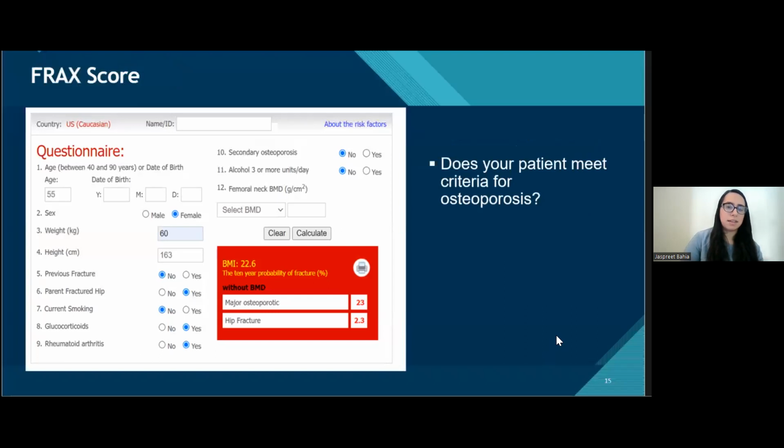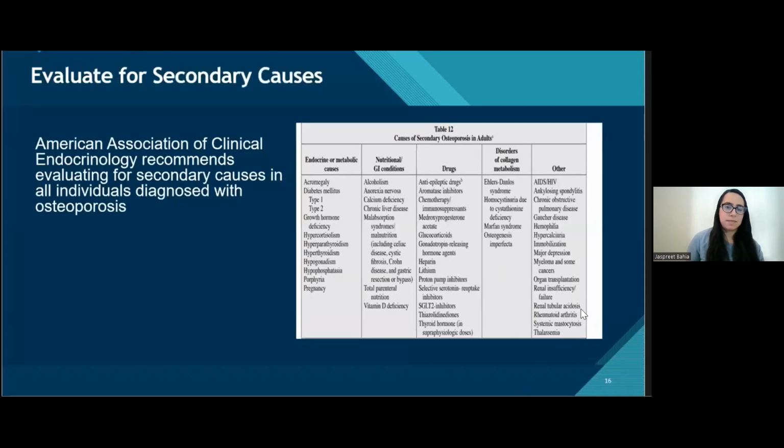Okay, so you calculate your patient's FRAX score, and she is at a 23% risk of a major osteoporotic fracture and a 2.3% risk of a hip fracture. So does your patient meet criteria for osteoporosis? The answer is yes, she does, because she's at a 23% risk of a major osteoporotic fracture and her T-score is -2. So the question then becomes, what do we do next for this patient?